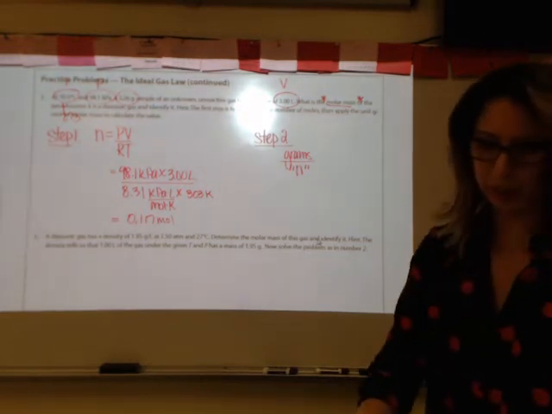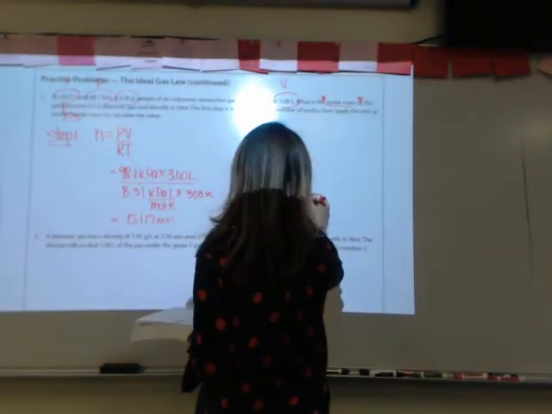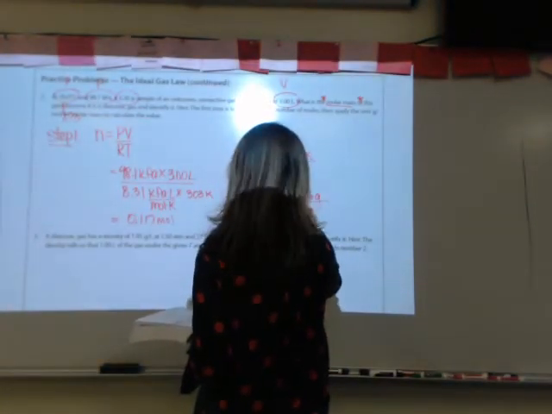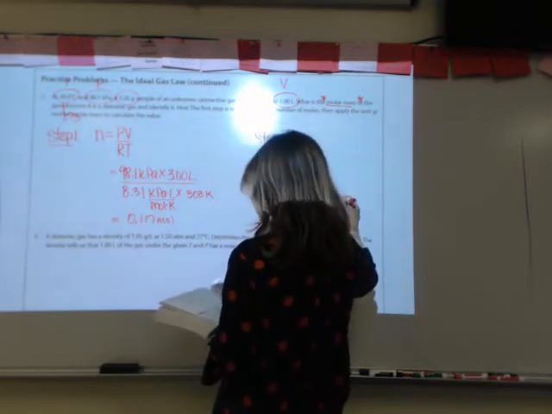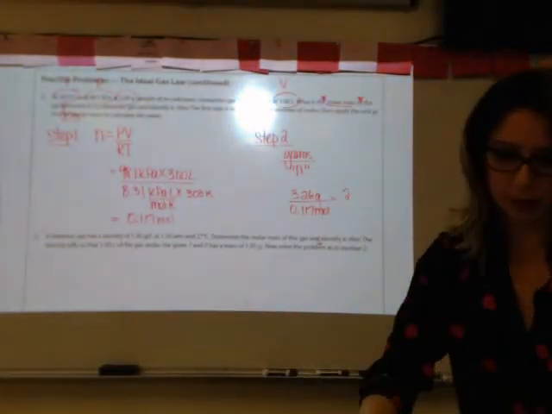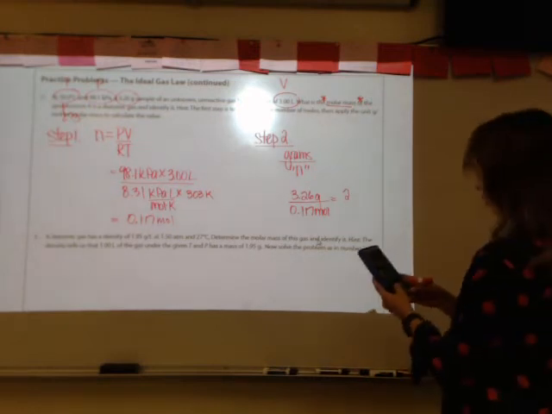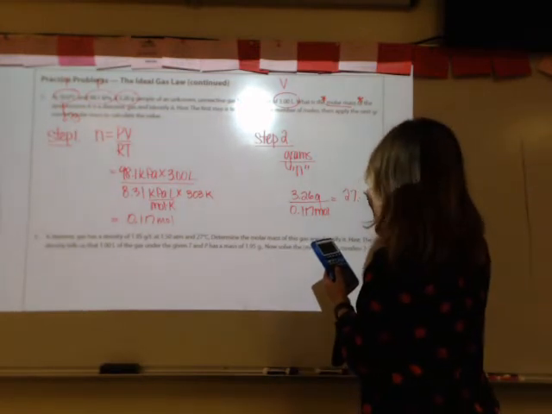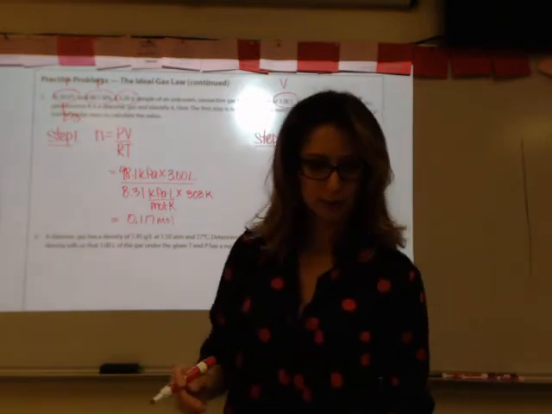Now what you want to do is go to step 2, take the grams that was given in the problem, 3.26 grams divided by 0.117 moles. That's going to be, I can barely read my writing, 27.9 grams per mole is the molar mass.